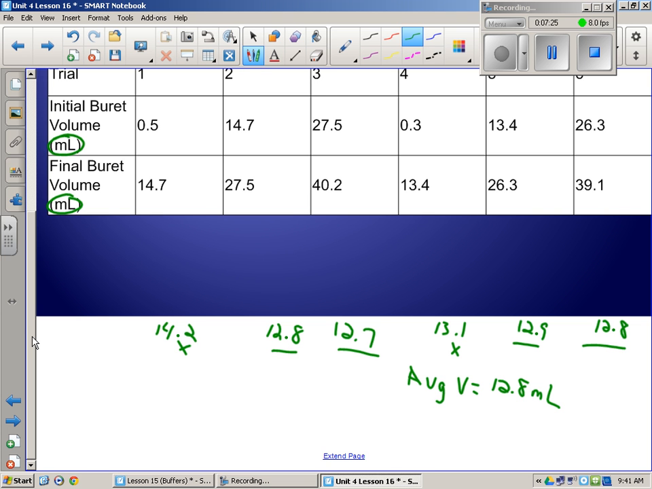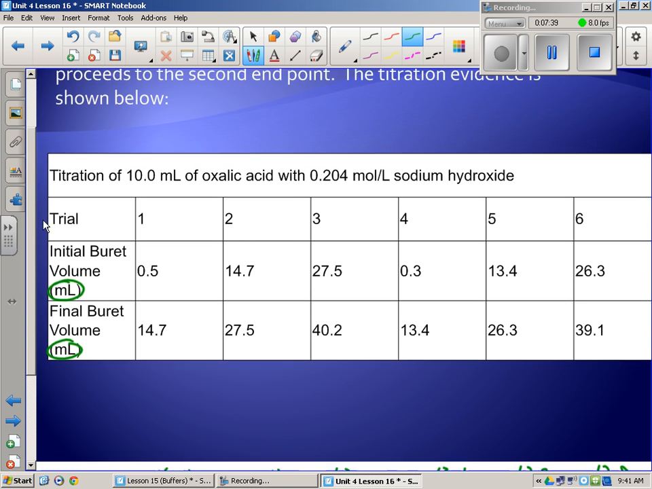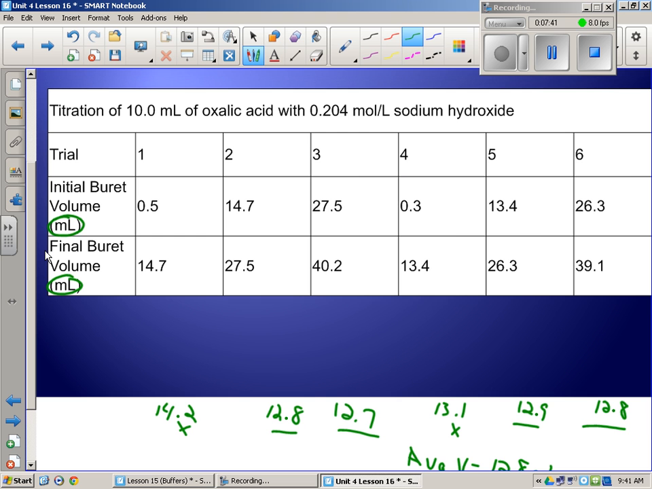12.8 liters in a burette, that's a lot. 12.8 liters is like 6 2-liter bottles of Coke kind of thing. That's a lot, all right? So probably going to be in milliliters, and you'll notice here, of course, same thing, titration at 10 milliliters of oxalic acid, et cetera, okay?